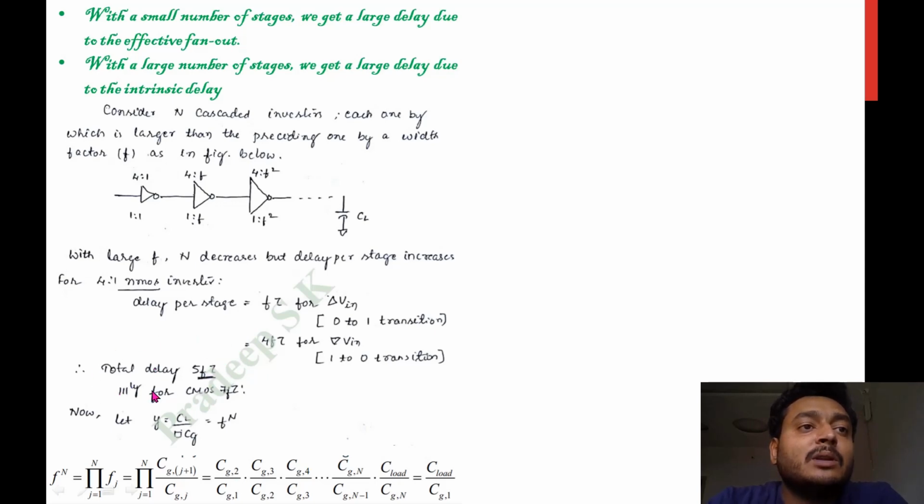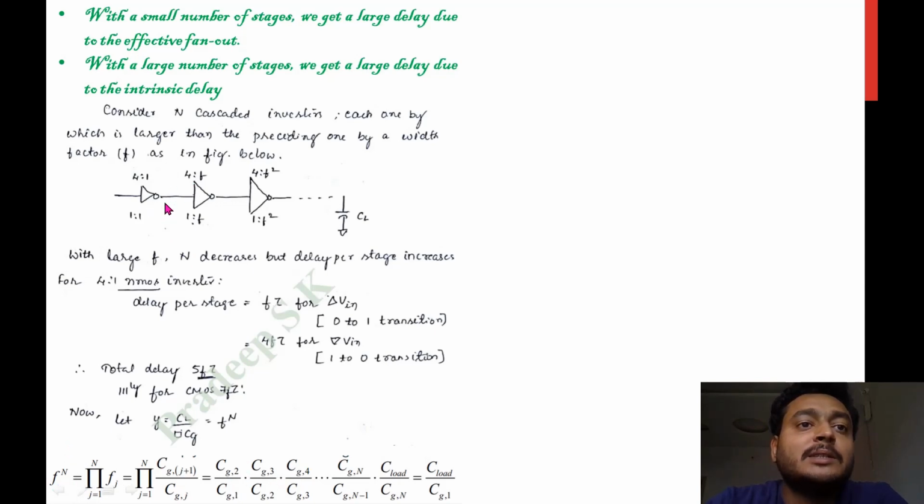Right, so now let's take the variable y that is given by CL by CG. In the very first slide I showed you the capacitance is given by CL divided by CG. So that I am going to use here. It's given by f to the power of n, where we can take the summation over the stages.